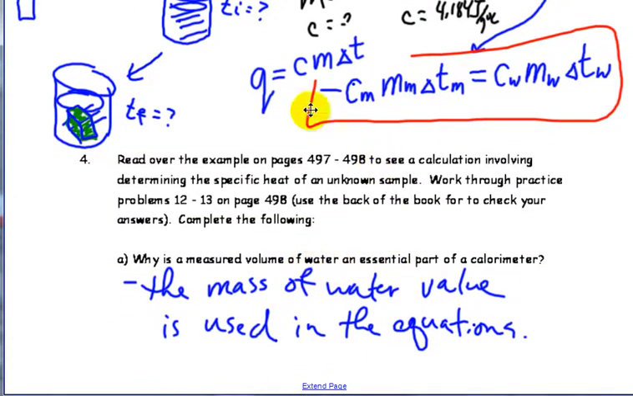Of course, we need to know how much water we have. The volume is converted into mass, so that, of course, is required here. So that's the answer to 4A.